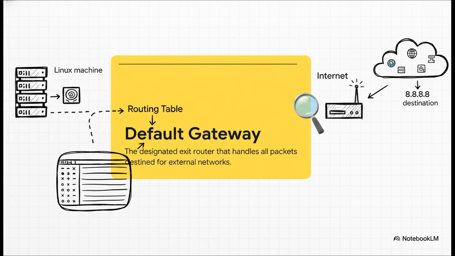When Linux checks this table, it's hunting for a specific rule on how to handle unknown external destinations, and it finds the default gateway. You'll usually see it listed as something like default via 192.168.1.1. Think of this as the final exit door or the border control to the outside world. Linux is effectively throwing its hands up and saying, look, I have no idea where 8.8.8.8 is, so I'm just handing this packet to my router and letting the router figure out the rest of the journey.